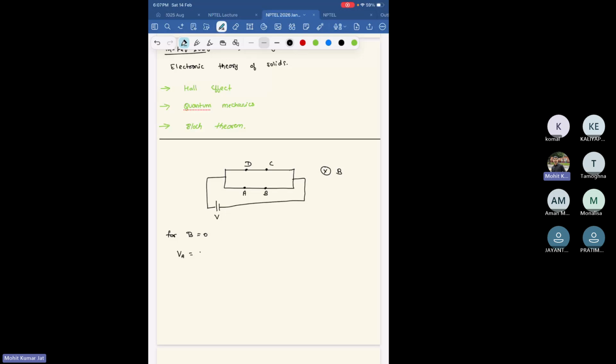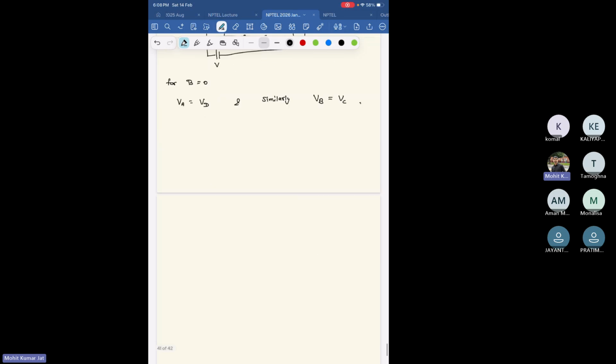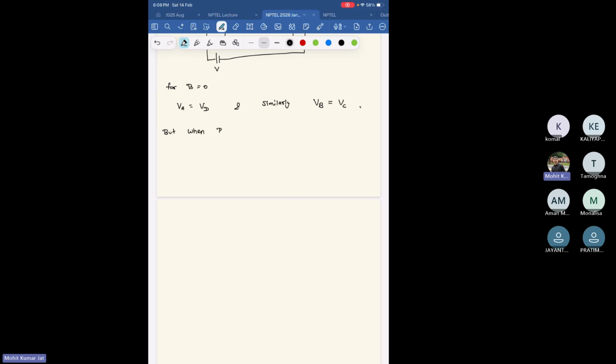VA will be equal to VD, right? If the bar is homogeneous, then potential at A will be the same as potential at D. And similarly, VB is equal to VC, right? But when the magnetic field is non-zero, what you get is VA is no longer equal to VD, and VB is also no longer equal to VC.